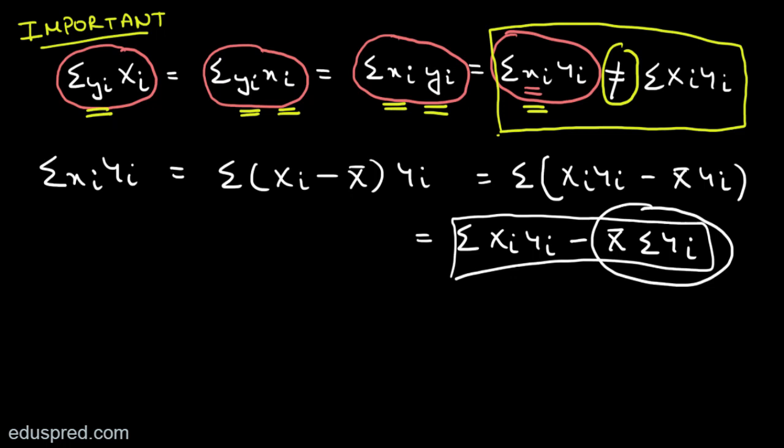Okay, so now let's proceed with the formula to calculate B2. So I'm going to work with this formula, B2 equal to summation small xi small yi divided by summation small xi square. And now in this lecture, I'm going to derive a different formula to calculate B2, in which all the letters will be capital letters and there will be no small letter. So I'm working with this formula. This is the formula I'm starting with.